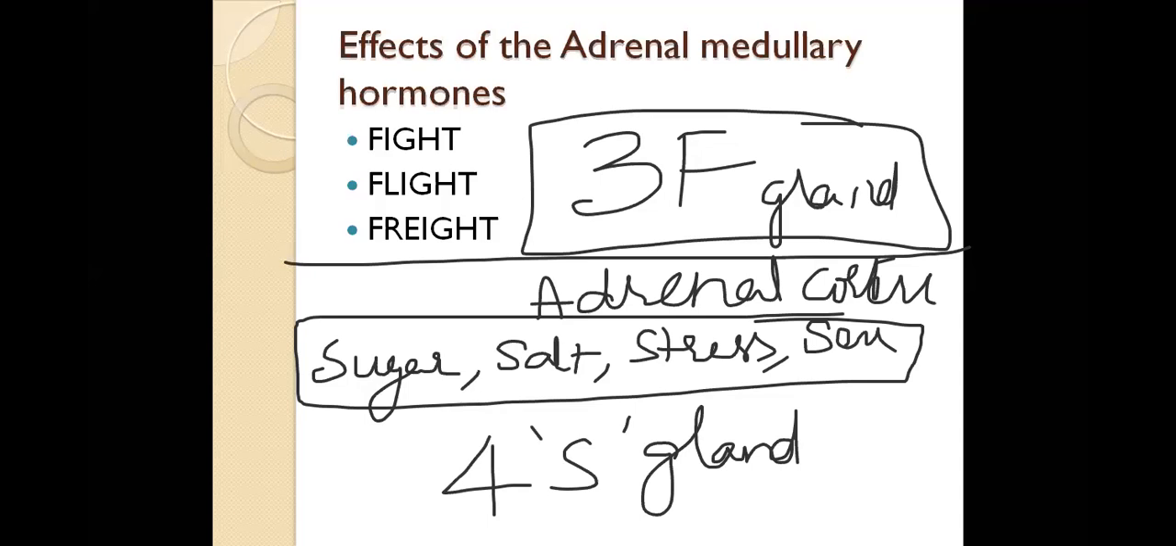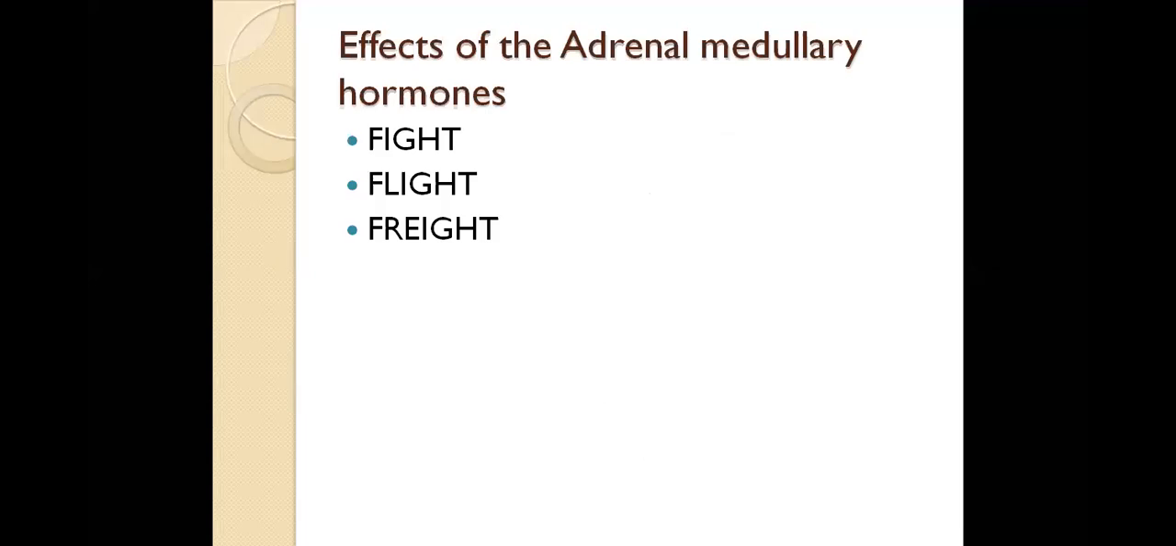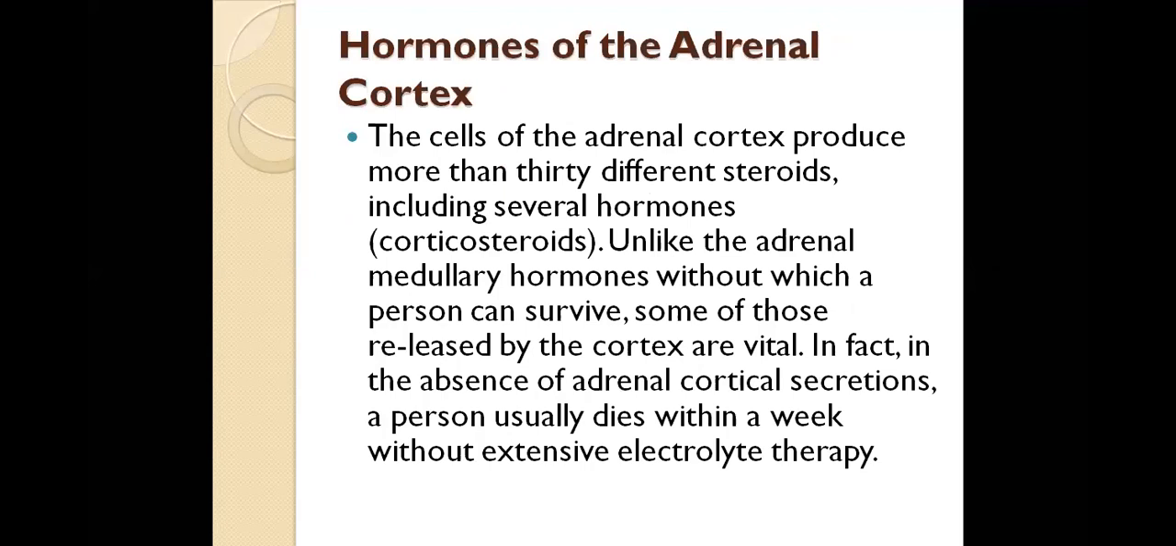Okay, so let's continue with the adrenal cortex. The hormones of the adrenal cortex. The cells of the adrenal cortex produce more than 30 different steroids. So we are giving samples like cortisol, aldosterone; likewise, so many steroids are released here, including several hormones like corticosteroids.